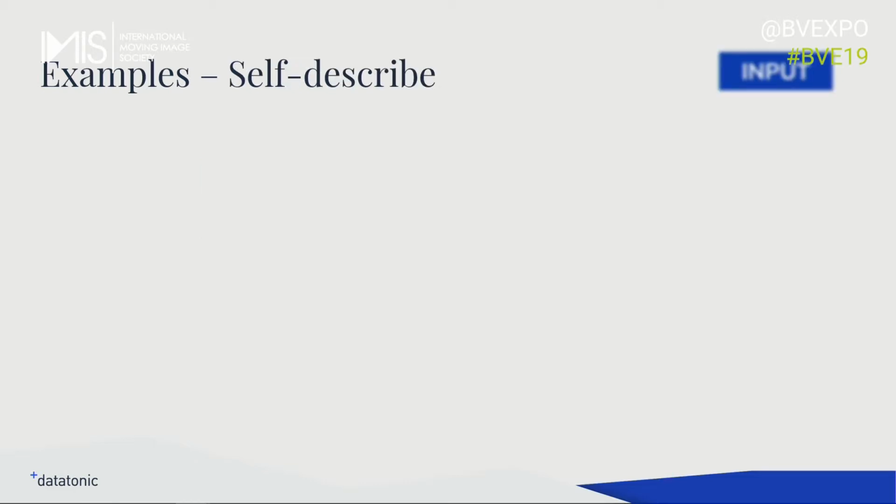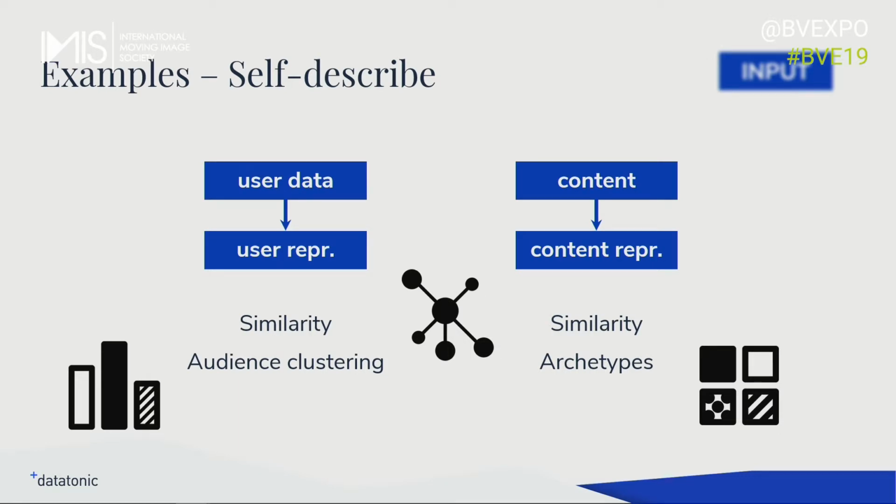A self-description problem in media. We're talking about using that same data, so data about your users or the content itself, and building some sort of useful representation that encodes maybe the similarity between how your users behave. So you can begin to identify different audiences. Or on the content side, you're looking at the similarity between content. So you've sort of established what genres there are, what different types of content you're serving.